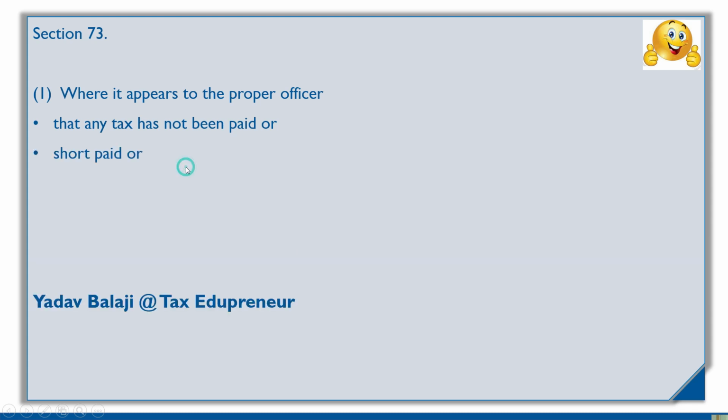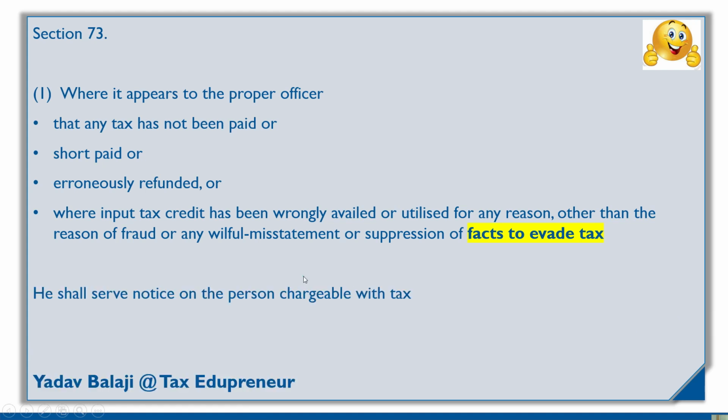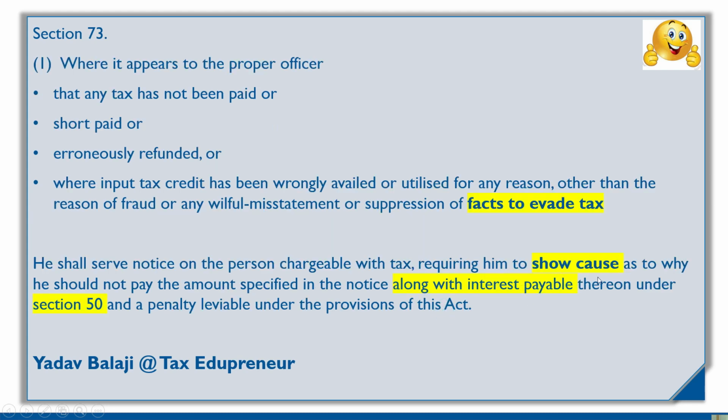If any tax has not been paid, or paid short, or refunded, or ITC claimed wrongly, other than by fraud, with the intent of evading the tax, and the proper officer comes to know about this, he will serve a notice on the person chargeable with the tax, requiring him to show cause why he should not pay the amount specified in the notice. The proper officer finds that this registered or taxable person has done one of these things, so he sends a notice asking for a show cause. In the show cause notice, he will ask why you should not pay the tax along with interest and penalty. The interest is as discussed in section 50, and the penalty we will discuss in subsections 9 and 10.